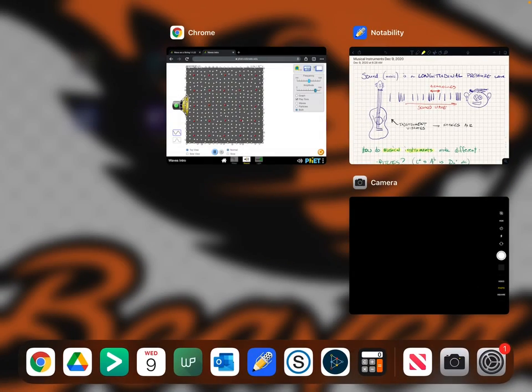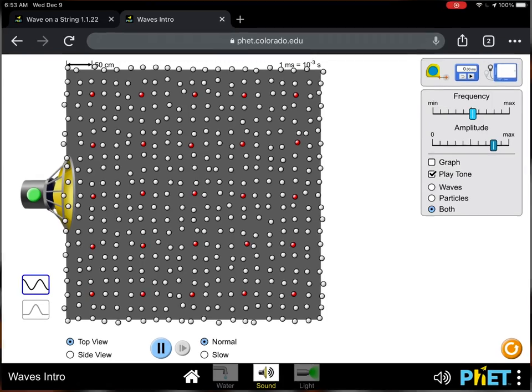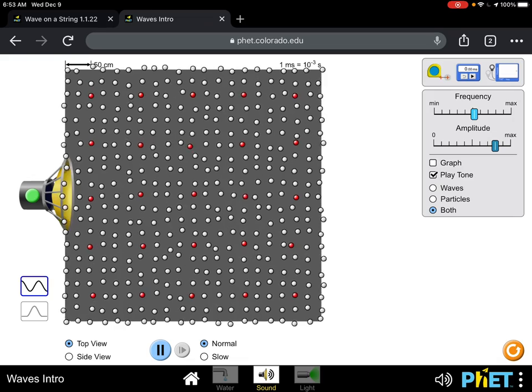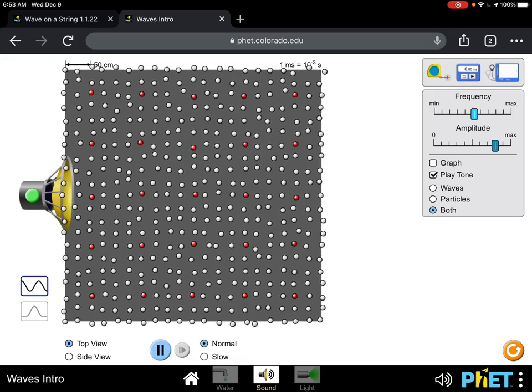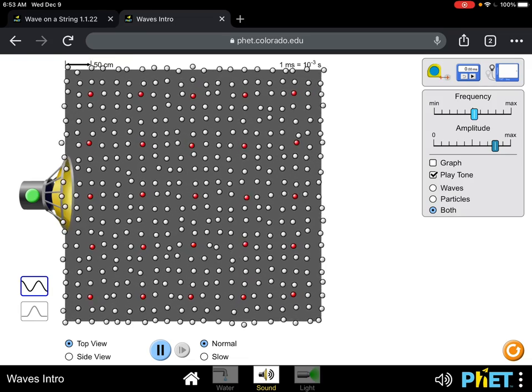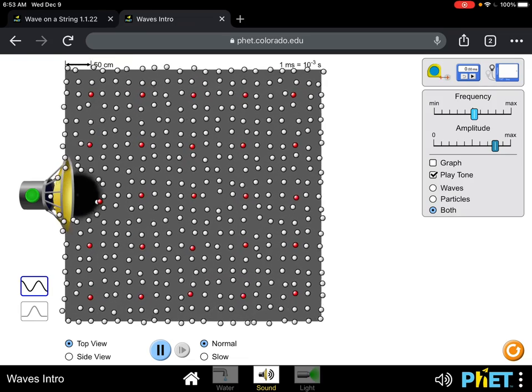To remind you, sound is a longitudinal or a compressional pressure wave. And so here's normal still air. The molecules aren't moving in any sort of coordinated or coherent fashion. But when I start shaking the speaker right here, right?